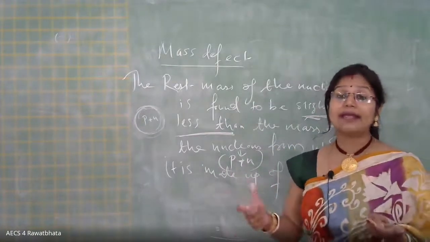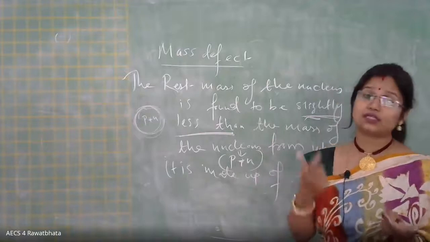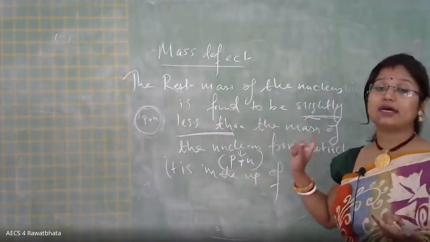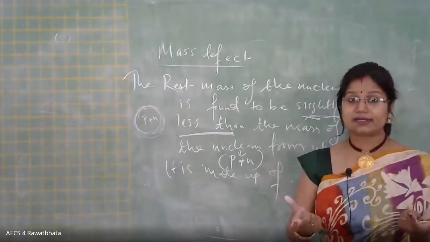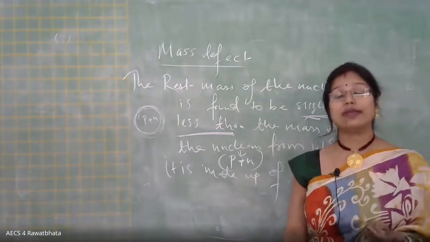So why this high energy? How are we getting this high energy? Just explain to me. The mass defect is slightly less, but then also you are getting more energy.